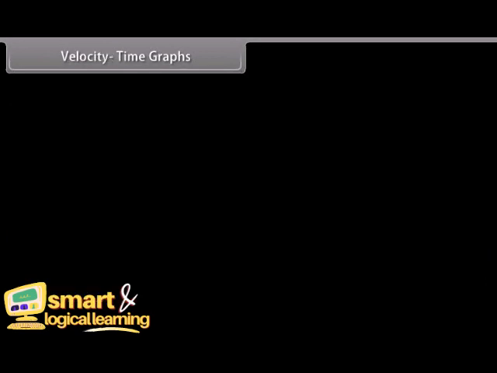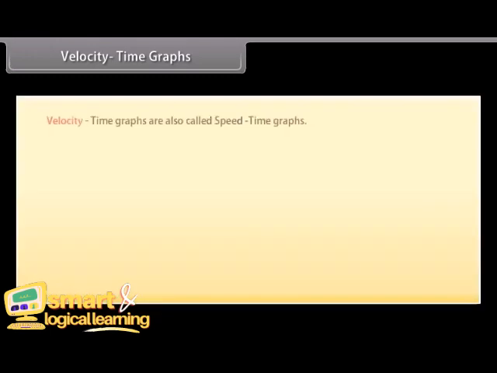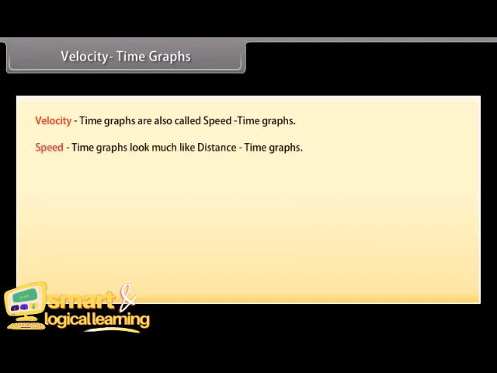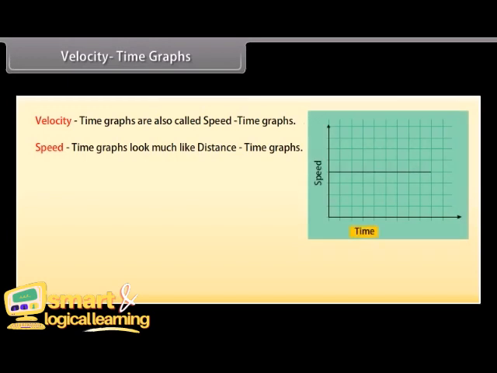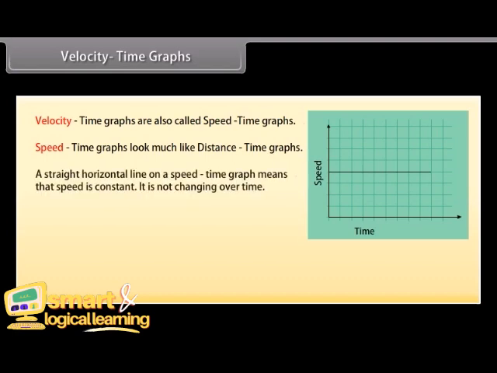Velocity time graphs. Velocity time graphs are also called speed time graphs. Speed time graphs look much like distance time graphs. Time is plotted on the x-axis. Speed or velocity is plotted on the y-axis. A straight horizontal line on a speed time graph means that speed is constant. It is not changing over time.